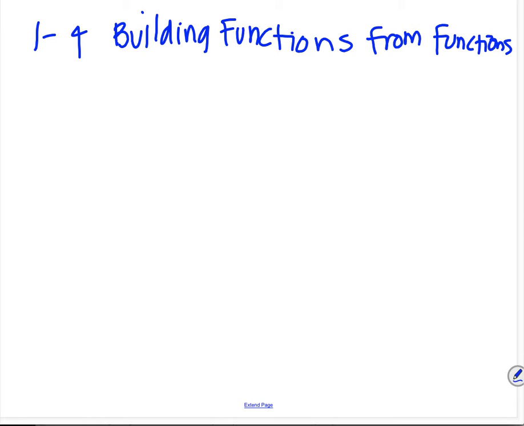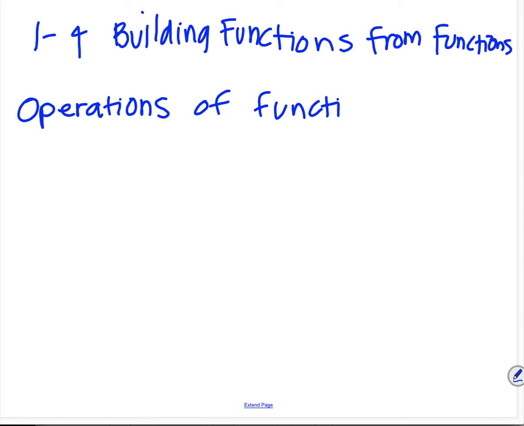So first of all, we have different operations of functions. This is pretty much a review, but we can add, subtract, multiply, and divide functions. So if we have two functions that are f and g, then here's what we have. So our two functions are f of x and g of x.